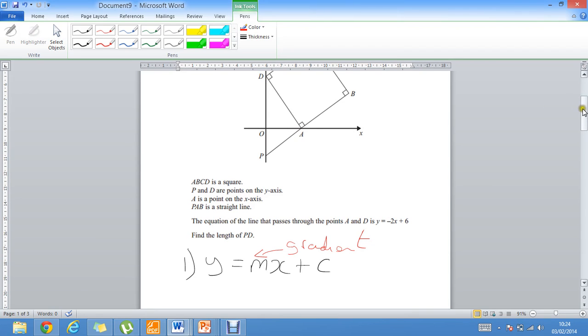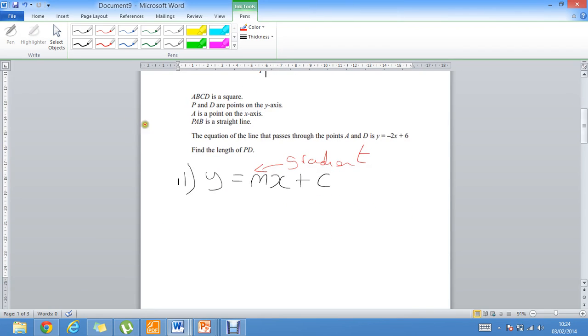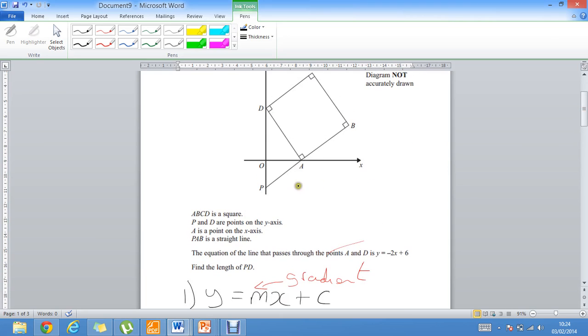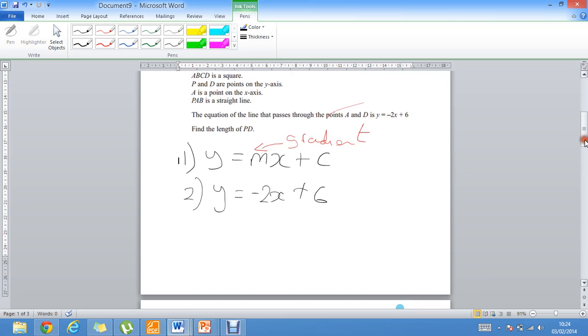The second point to this question, in order to complete it, is you have to know how to rearrange, or you have to know which coordinates to put in to find the x value. So if they're giving you y equals minus 2x plus 6, you should know that on the A point, what is the y coordinate? So your y-axis is here. What is the y coordinate where point A is? So we should know that at least the y coordinate is 0.